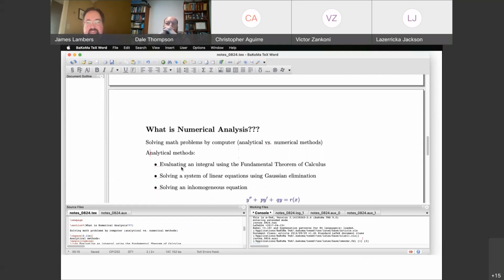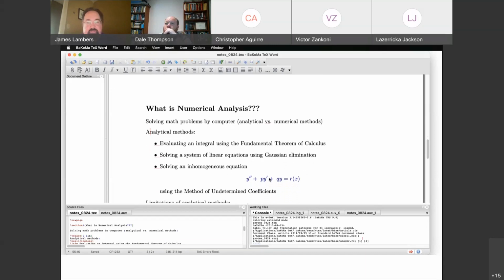As an example, from Calculus 2, using the fundamental theorem of calculus to evaluate an integral by taking the antiderivative and substituting in the limits. Or if you're using Gaussian elimination to solve a system of linear equations, for example, from Math 326, performing row operations, etc.